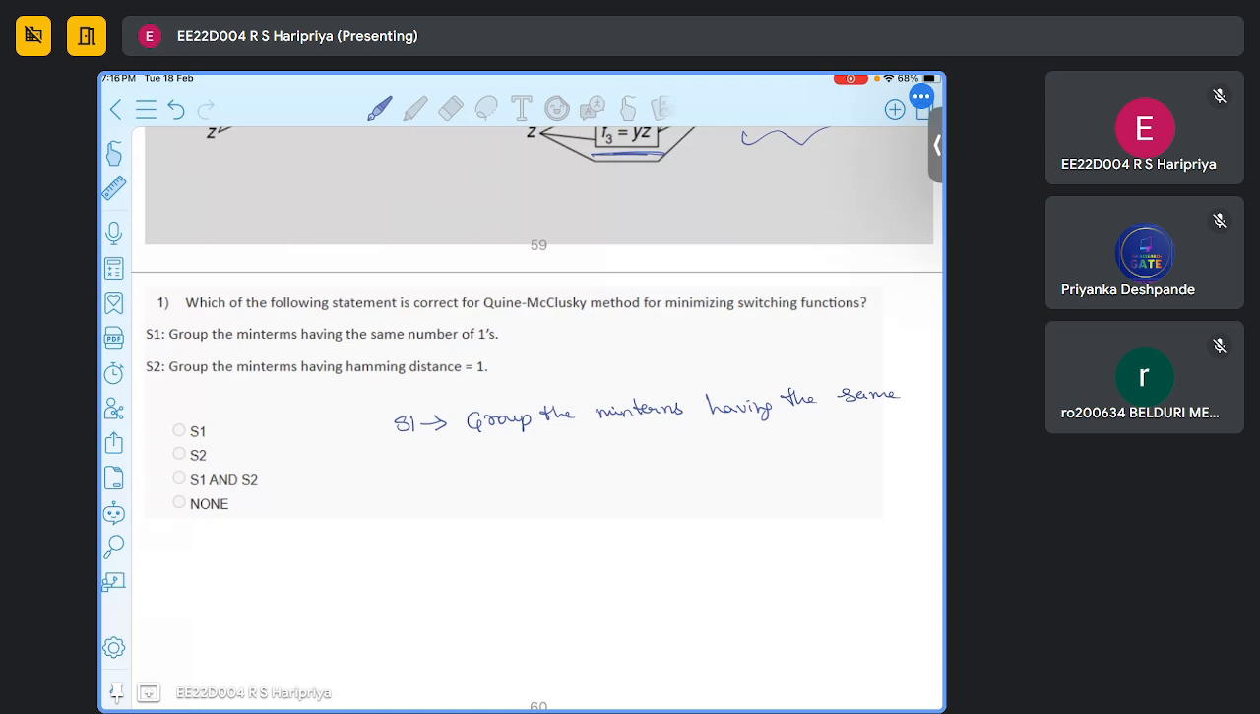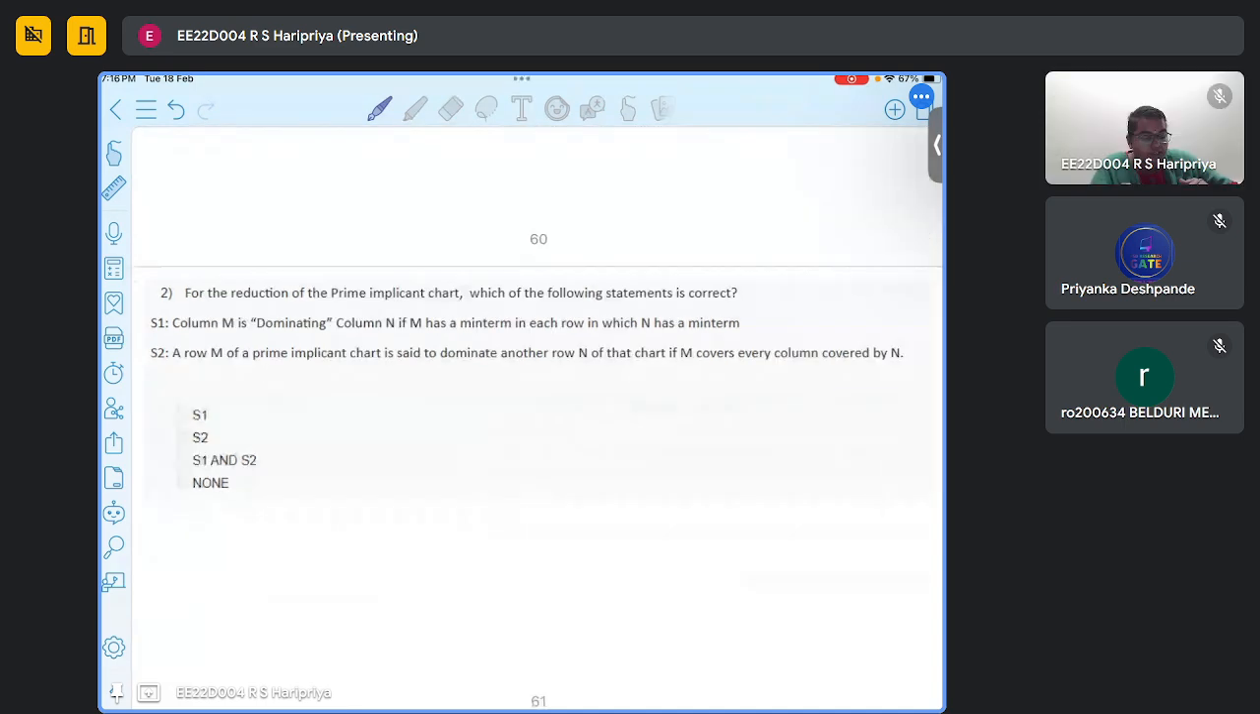Next question. For the prime implicant chart, which of the following statements is correct? Column M is dominating column N if M has a minterm in each row in which N has a minterm. A row M of a prime implicant chart is said to dominate another row N of that chart if M covers every column covered by N.